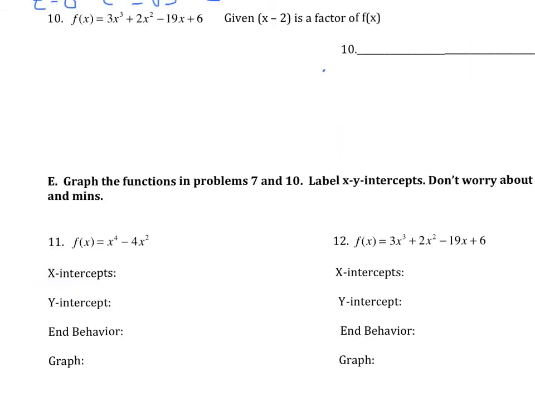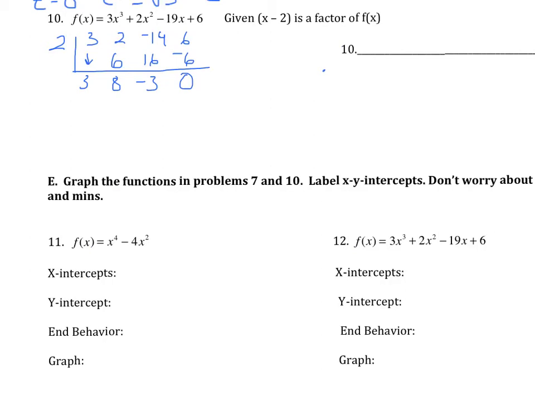For number 10, we want to factor the polynomial, and we're given that x minus 2 is already a factor. So I'm going to use that hint to do synthetic division with 2, since I know that 2 is a 0, since x minus 2 is the factor. So now I'm going to bring down the 3 and multiply and add and multiply and add and multiply. So I get 0 as a remainder, which is good. That means that x minus 2 is a factor and 2 is a 0.